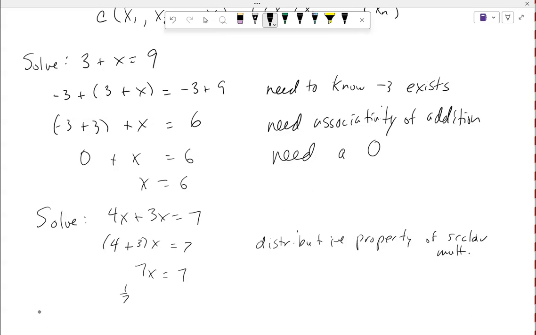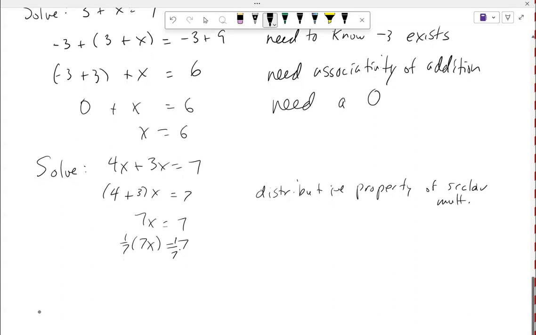However, if I multiply both sides by 1/7, I still have an associativity issue, don't I? Oops. I actually want to multiply both sides by 1/7. All right, I still have an associativity issue. So to be able to get this to be a 1 on the right-hand side, I need to regroup. So I also need to worry about some sort of an associativity property. Why did I use 1/7? Well, 1/7 times 7 is 1, all right?